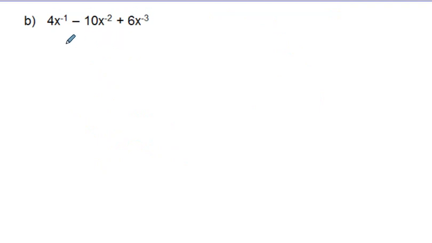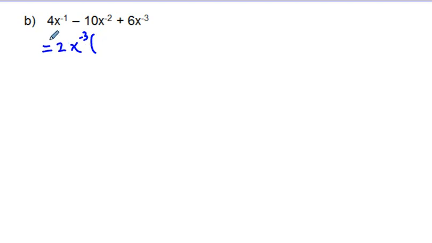Well, here we have 4x to the negative 1 power minus 10x to the negative 2 power plus 6x to the negative 3 power. What is our common factor here? Well, I hope you can see that 2 is a common factor to all these. And we're going to take the least power of x, so we're going to put this as 2x to the negative 3 power. So that's going to be our greatest common factor.